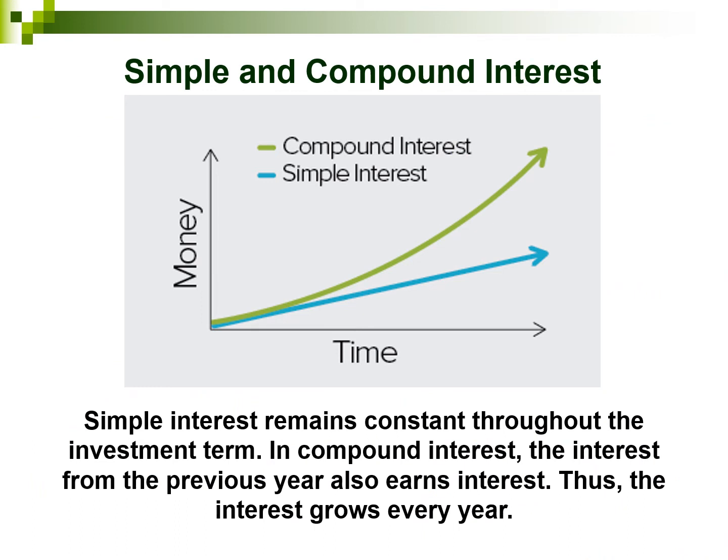This graph illustrates the difference between simple and compound interest. So simple interest remains constant throughout the investment term, and in compound interest, the interest from the previous year also earns interest. That's why the interest in compound grows every year exponentially.